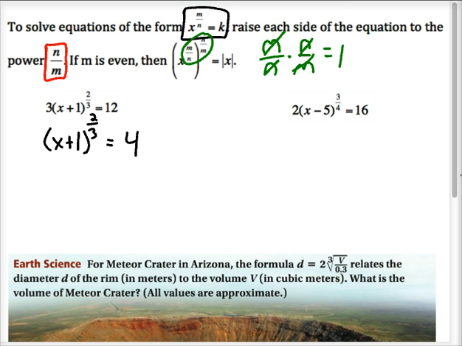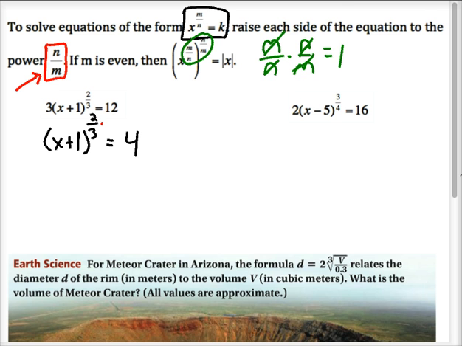So it's the same idea as with that radical, okay? You need to isolate that expression first. So now what are we going to do? Well, now I'm going to go to this step. I'm going to raise both things to that reciprocal power.